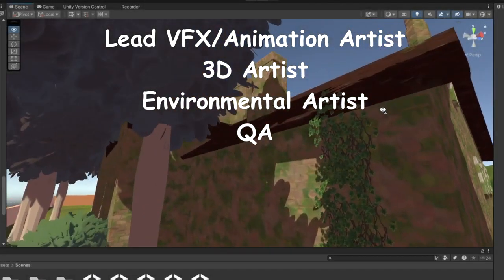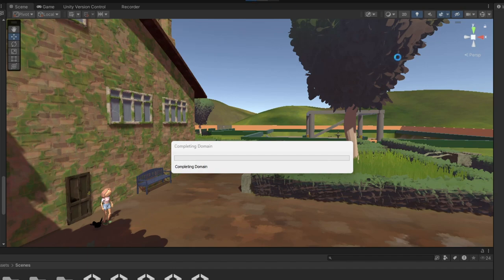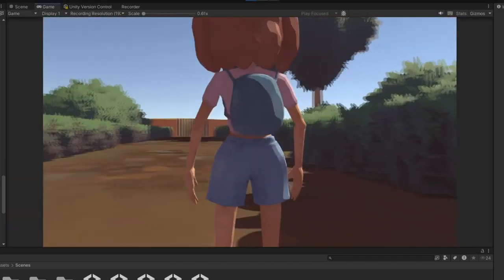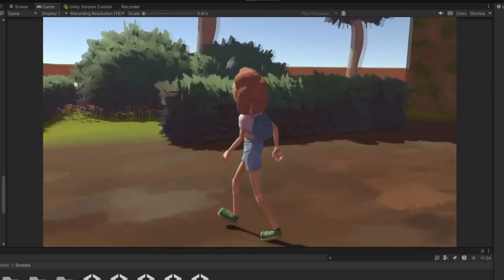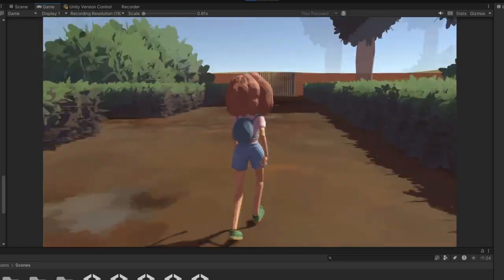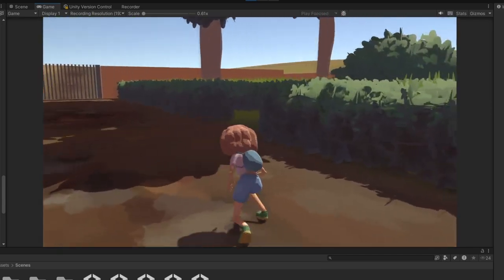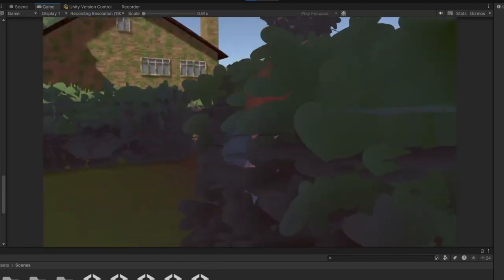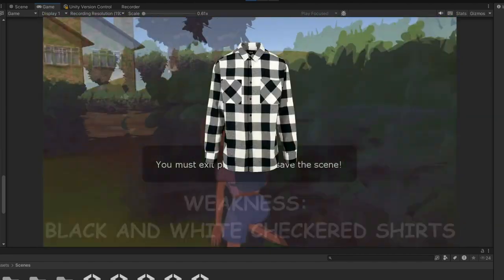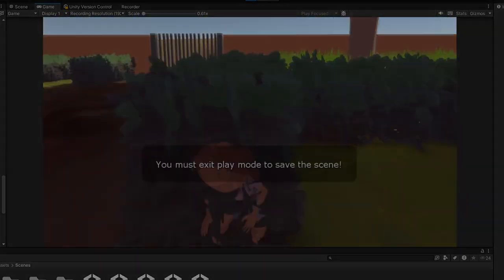We also have Tim, our lead VFX artist, animator, 3D artist, environmental artist, and he also is an absolute beast at QA. Tim absolutely blew my mind the first time I saw him make a 3D character. He is incredibly skilled in that field, and it is a pure pleasure seeing him work on 3D characters for games. Tim's weakness, though, is absolutely his love for black and white checkered shirts, okay?